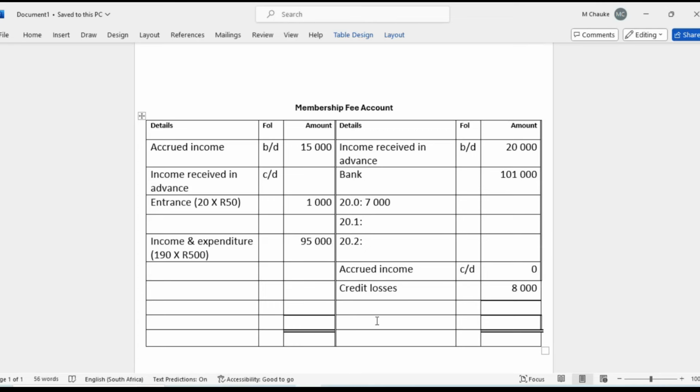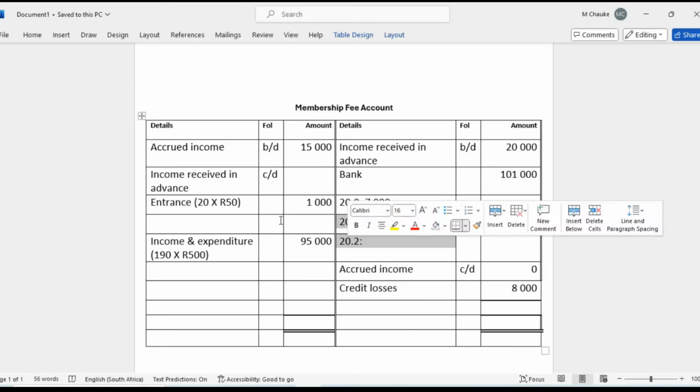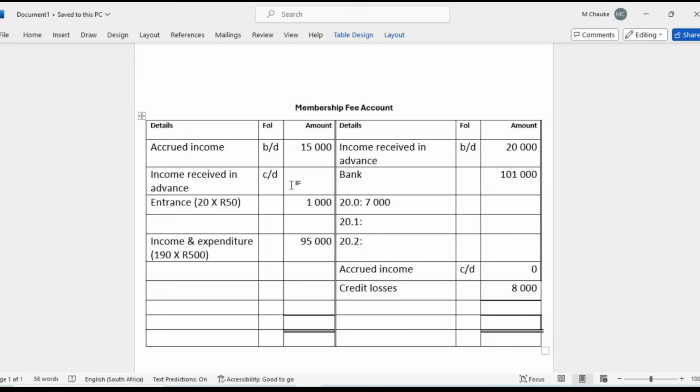Okay, so now, what is missing? What is missing is these two banks here, and the income received in advance. But remember, our credit side is complete because we don't have accrued income, and then we have our total bank. So it means we must balance. The bigger side is going to be our credit side, so we're calculating the credit side, right?